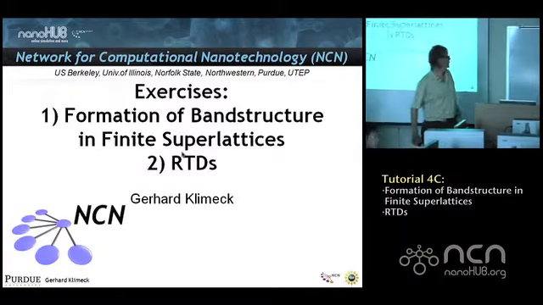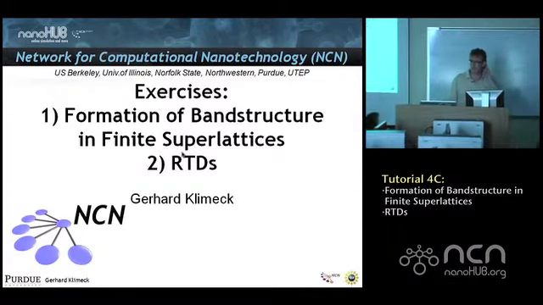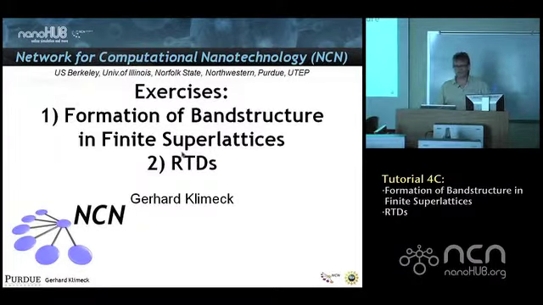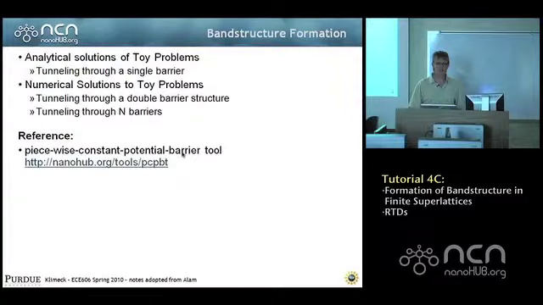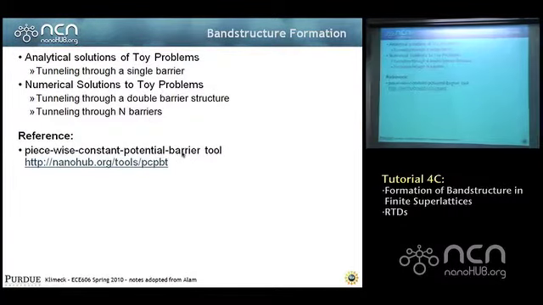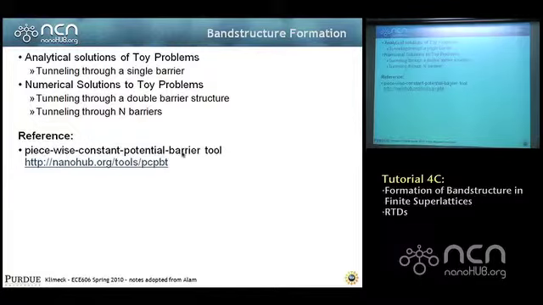All right. So, good afternoon, everyone. What I'd like to go over is an introduction lecture, which I would call the formation of band structure, and then some RTDs, and then we'll go into nanoHUB and play with a couple of tools where you can run your own what-if experiments that should duplicate some of the stuff we're doing. So what I want to do is look at first analytical solutions to toy problems and then numerical solutions. And the tool that we use first is this piecewise constant barrier tool.